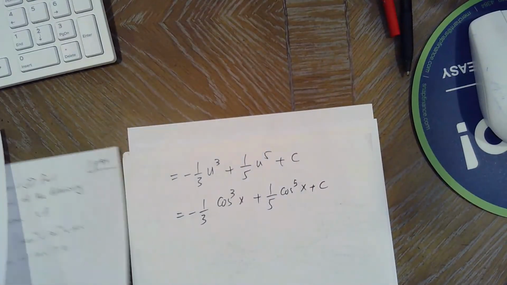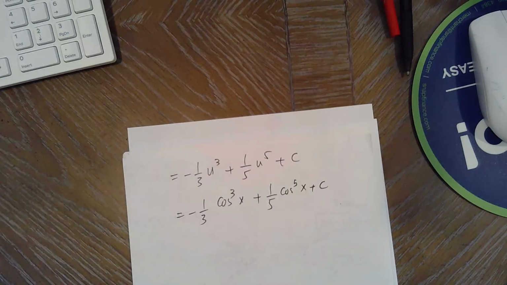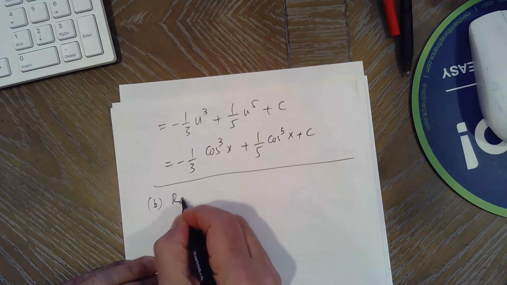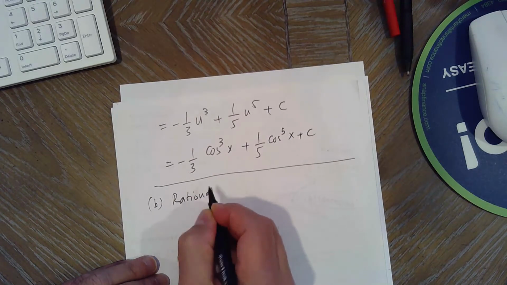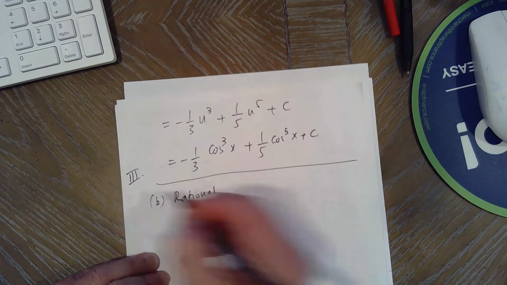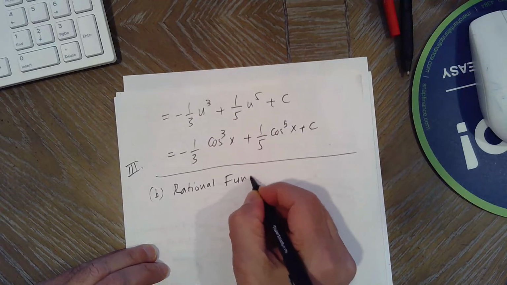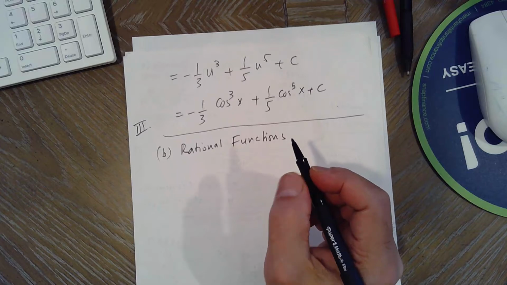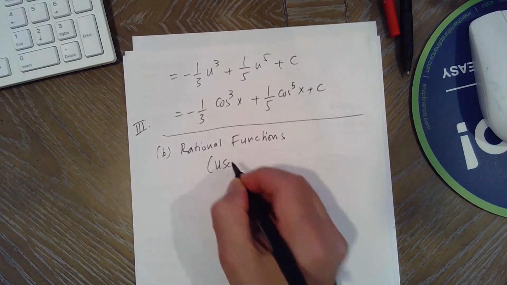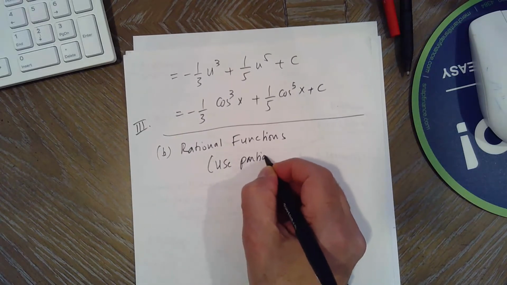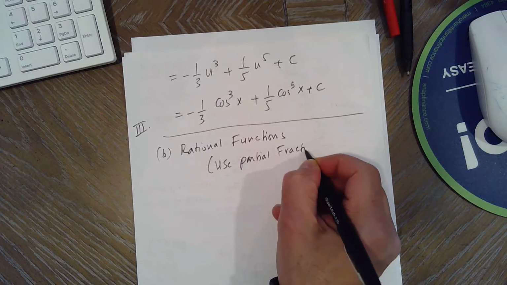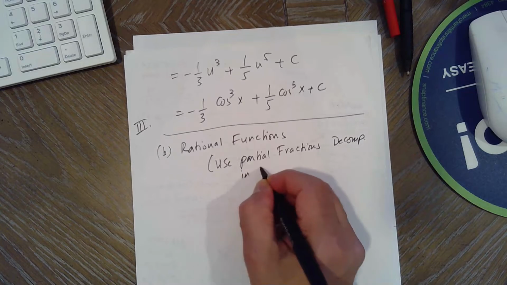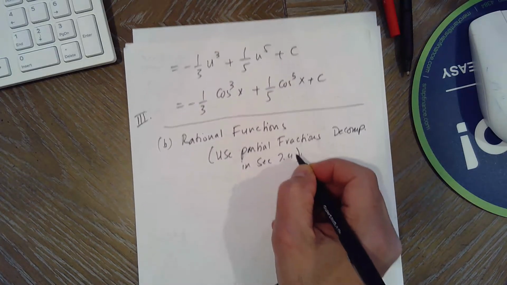Okay, now if it's not trig functions, then it could be rational functions. So we're still in step 3, part B. And we just did rational functions using partial fractions decomposition. So use partial fractions decomposition in section 7.4. We just went over that, okay?